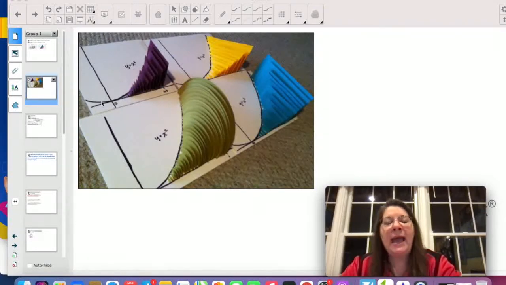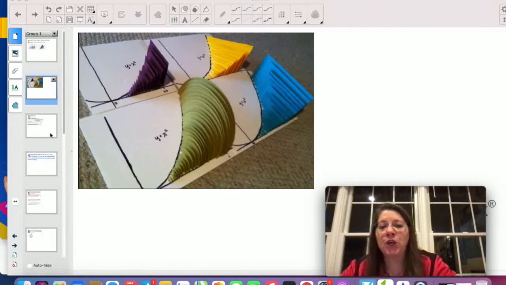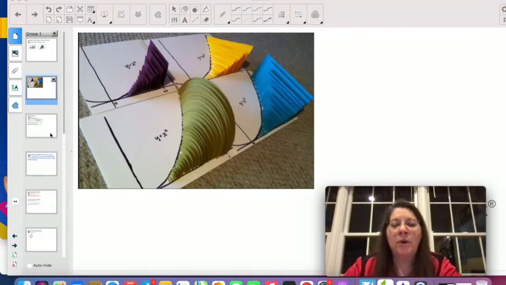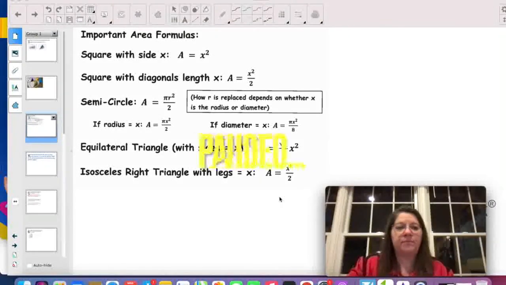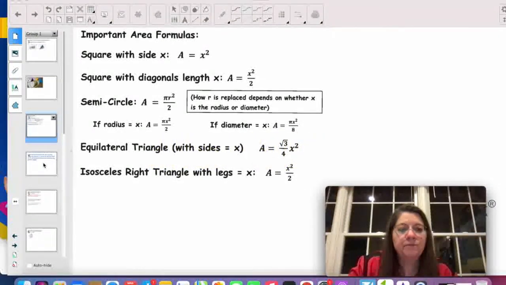And so we have to get these formulas in terms of x and y, depending on whether they are perpendicular to the x-axis or perpendicular to the y-axis. So pause the video, go ahead and write these formulas down. These are the most common ones.